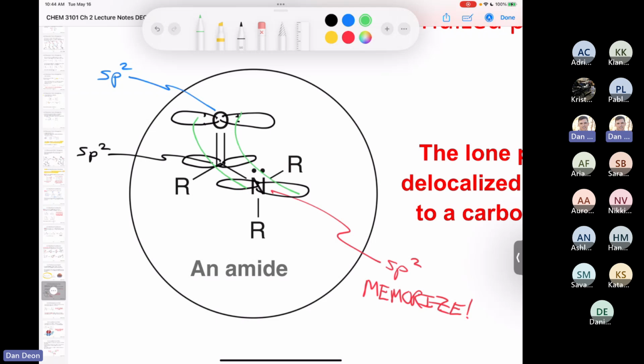That would allow, so I'm going to erase all that because it's kind of confusing. But if I had 3 p orbitals in a row, that would allow this lone pair on the nitrogen to be delocalized. And so instead of adopting an sp3 hybridization, the nitrogen in an amide specifically, which I want you to memorize, is sp2 hybridized. And what that does, again, is it allows that lone pair to participate in resonance.